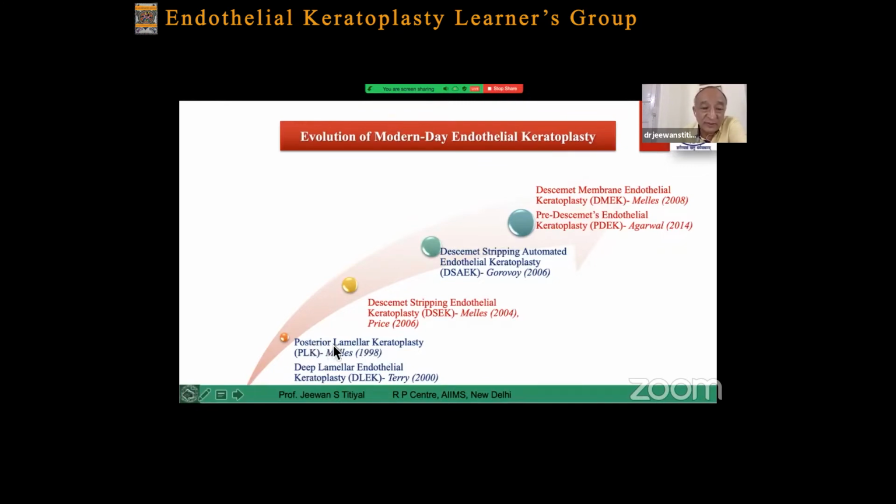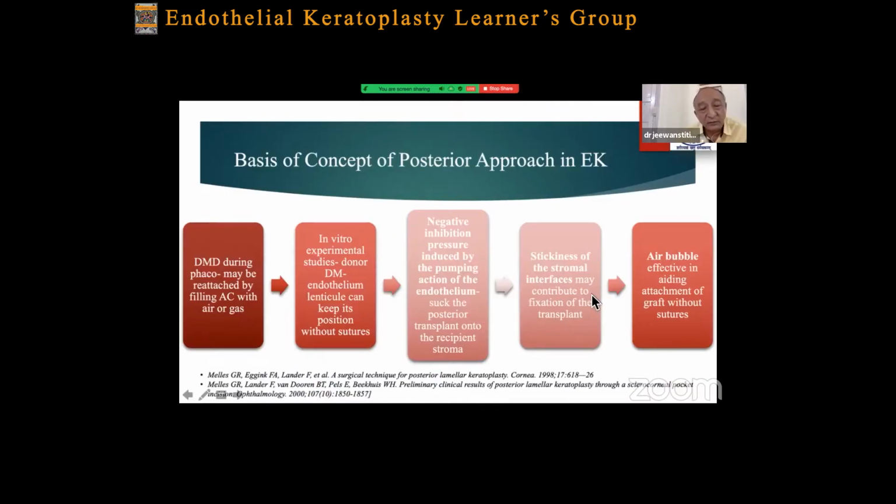That was basically posterior lamellar keratoplasty, described by Melles in 1998, and subsequently by Mark Terry as DLEK. Then in 2004 we had DSEK surgeries. Subsequently, Price made it a more popular procedure. Then we had automated surgery in 2006, and now we have DMEK described by Melles in 2008 and PDEK in 2014. I was going through the article published by Melles.